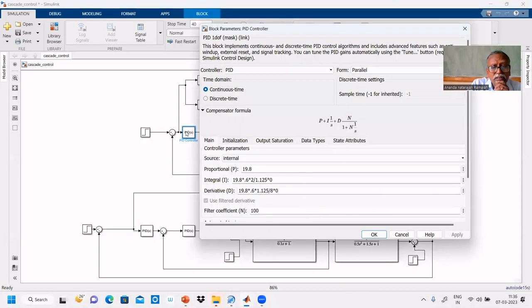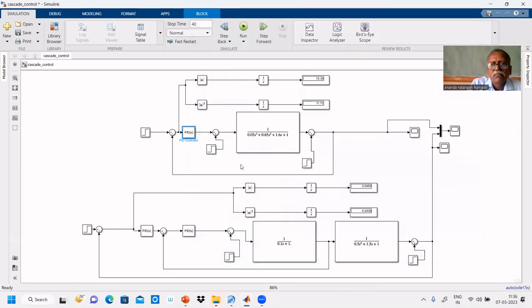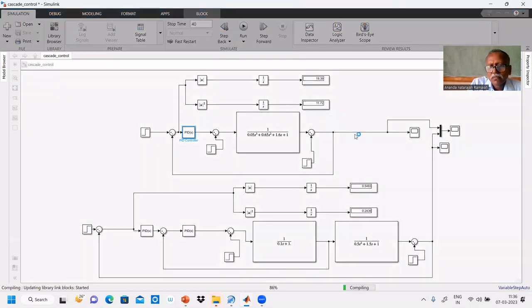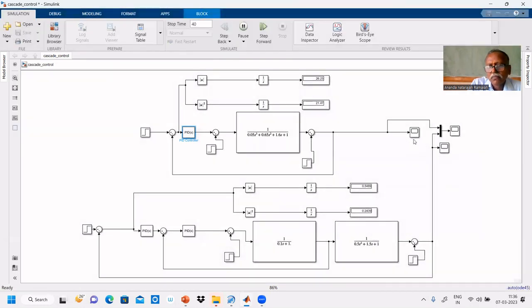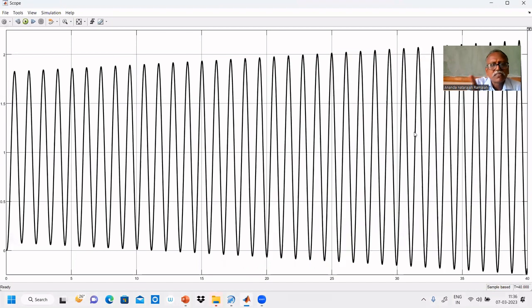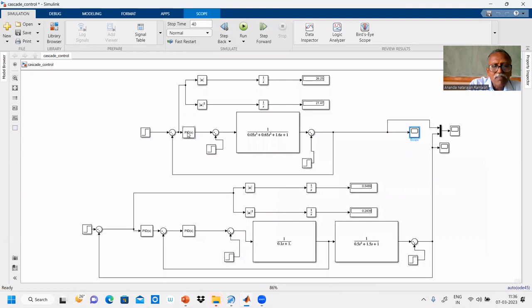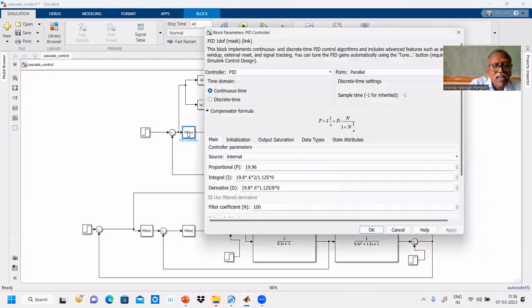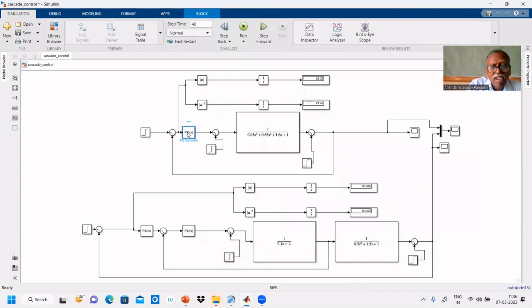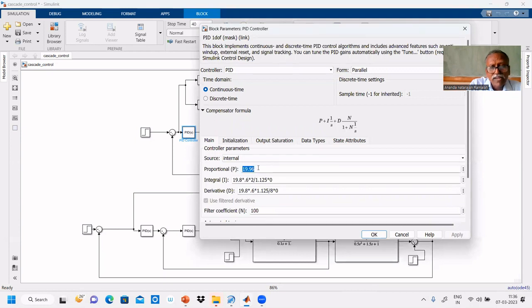If I give, theoretically we got 19.8. Let us give 19.96. For that, it becomes unstable. 19.6, so around 19.8. Yes, its amplitude goes on increasing. For 19.6, it gives sustained oscillation at 19.8. So the ultimate gain is 19.8.